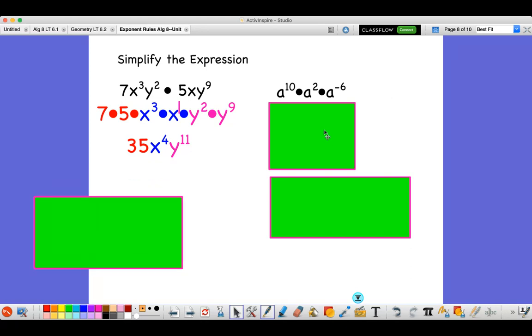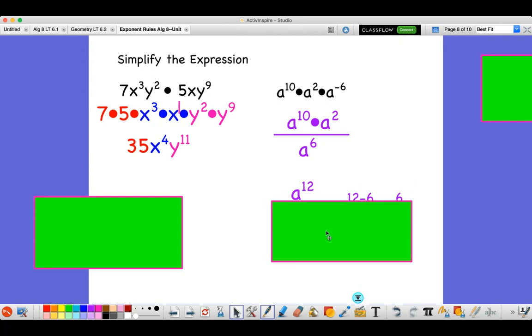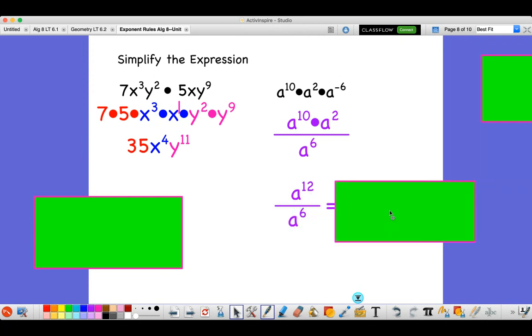For the second problem, these all have the same base of a, so you do 10 plus 2, and that's in your numerator. And then that last one is a to the negative 6, so that goes in the denominator. It makes that a to the 6th power. Then you end up with a to the 12th over a to the 6th, and now you subtract, and you get a to the 6th power.